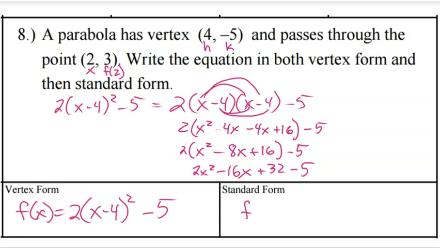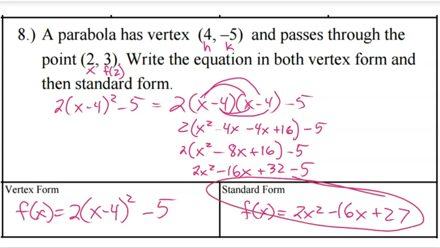And so now my standard form is f of x equals 2x squared minus 16x, and then I got to do this 32 minus 5, which is 27, so plus 27, and this is the standard form of this quadratic, okay? And that's it for question 8.